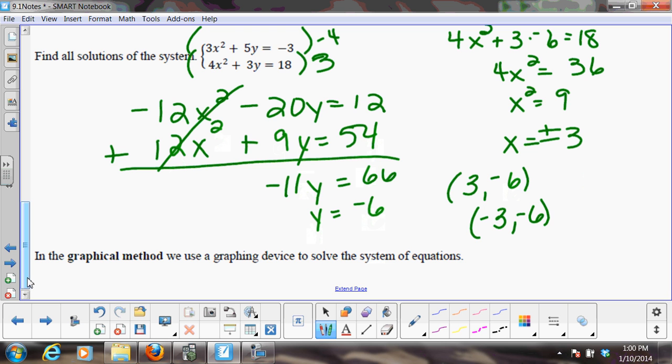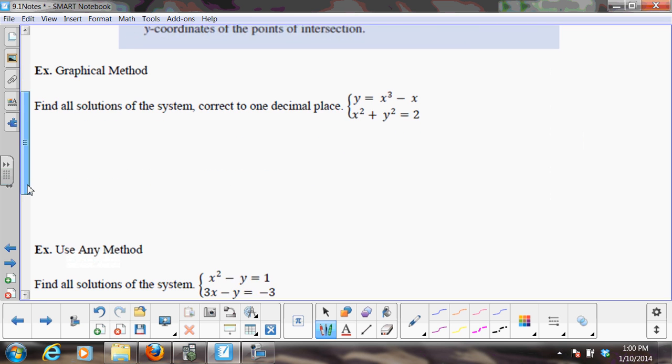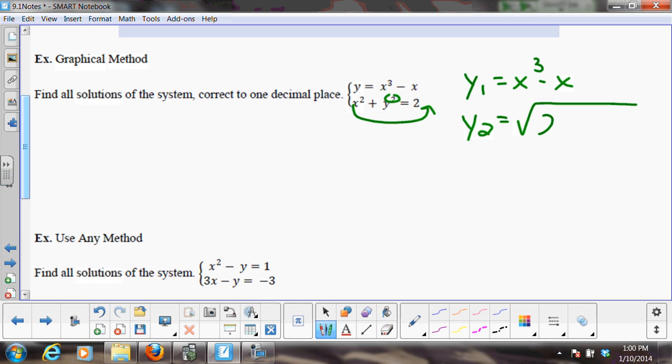There's also a graphical method where you can graph each of the equations. Here it is. You can graph each of the equations. So I'm going to graph in y1, I'm going to put x cubed minus x. In y2, I have to move that x squared over and then square root it. 2 minus x squared, but remember when you square root something, you also get the positive and negative version of it. So in y3, it's a negative square root 2 minus x squared.